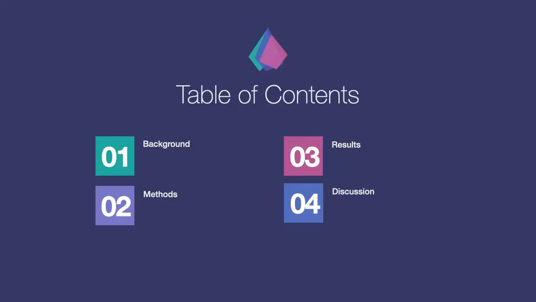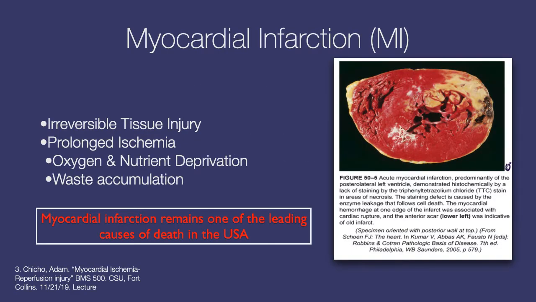Here's just an overview of what I'm going to be going over in my presentation. Initially starting with a background on myocardial infarction. So a myocardial infarction is irreversible tissue damage due to prolonged ischemia, which leads to a deprivation of oxygen and nutrients and an accumulation of waste.